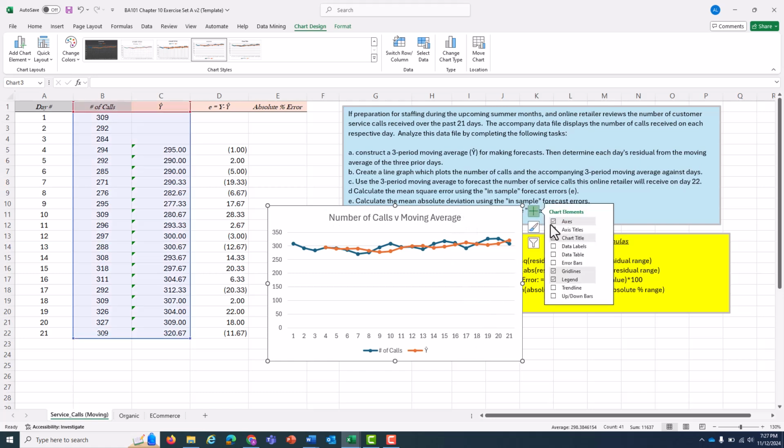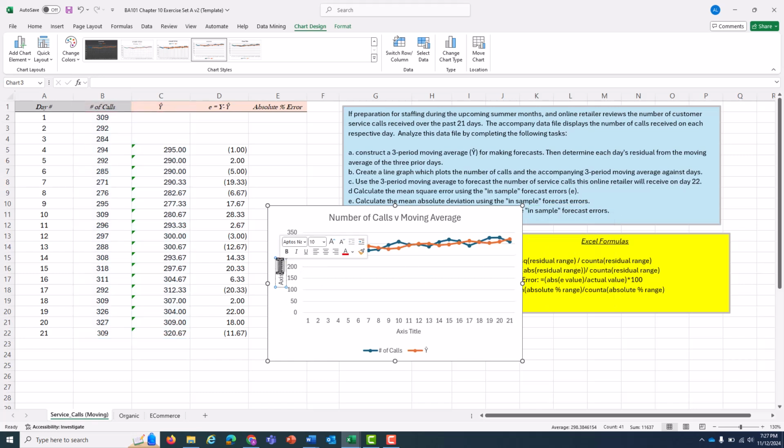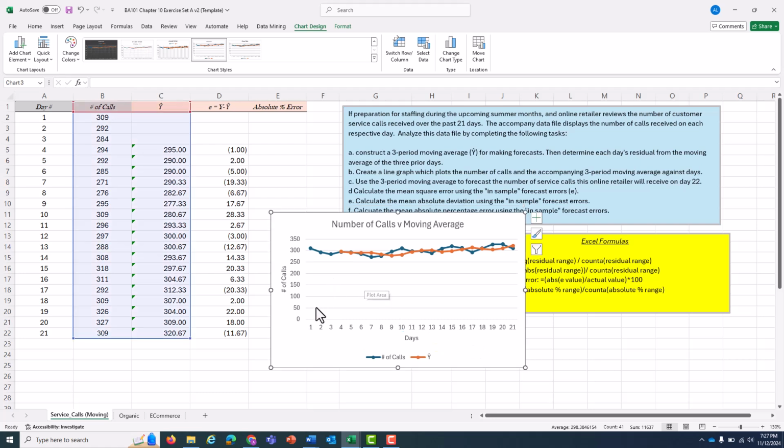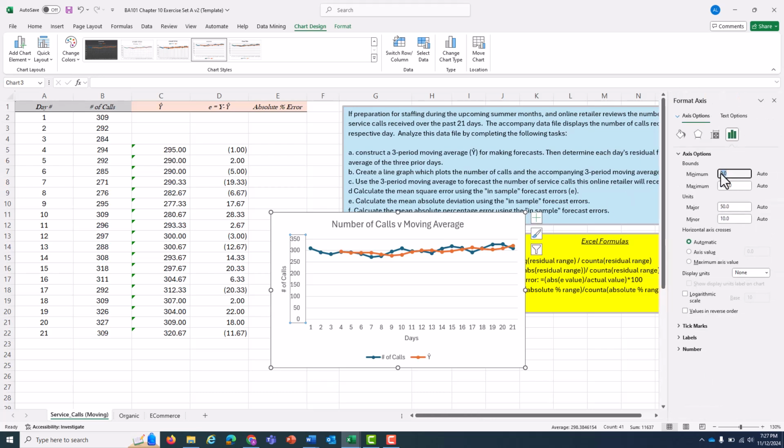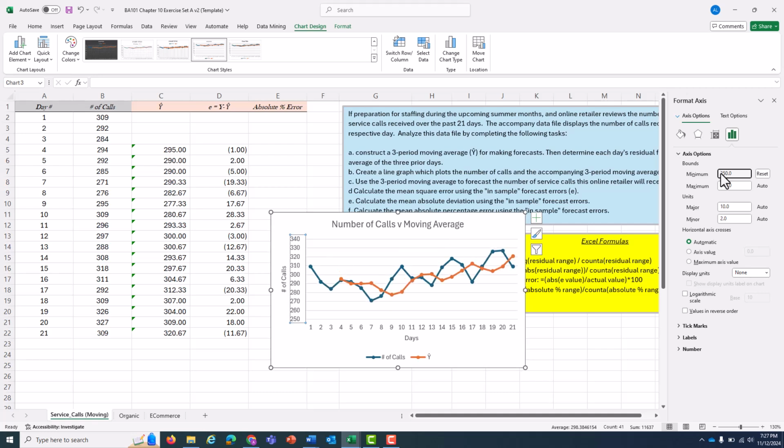And we can insert some axis titles if we wish to make this a little bit easier to read. We can call our y-axis the number of calls, and we can call our x-axis day or days. And this graph is ugly looking because we have tons and tons of empty space down here. We have nothing in our data set that has a point lower than 250, so all the beginning of this is just unnecessary. I can format this axis, and I'll put my minimum bound. That's 250. And there we go.